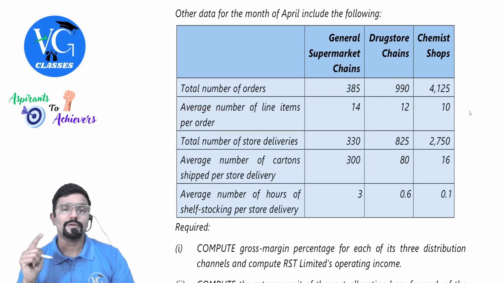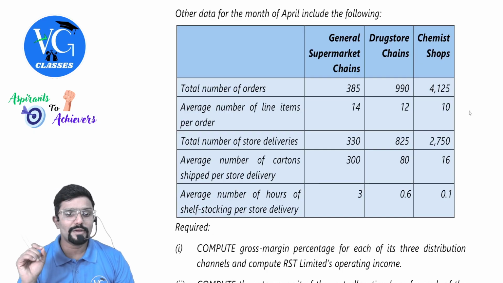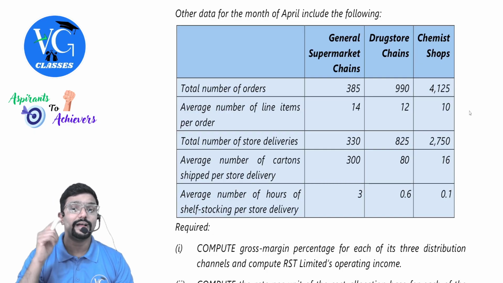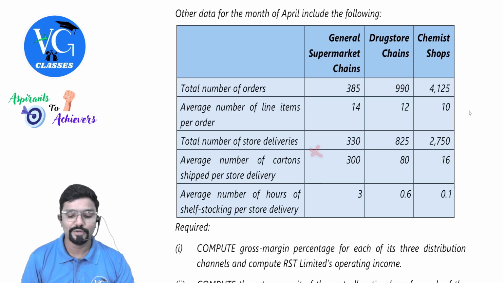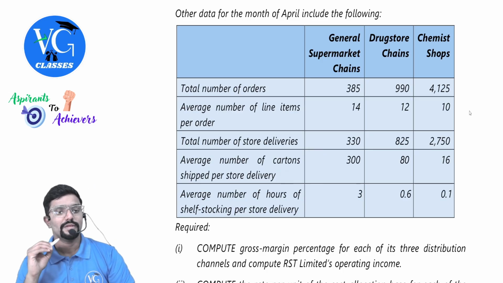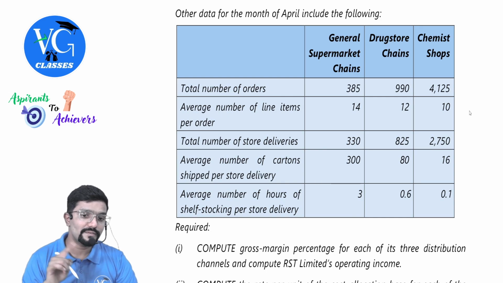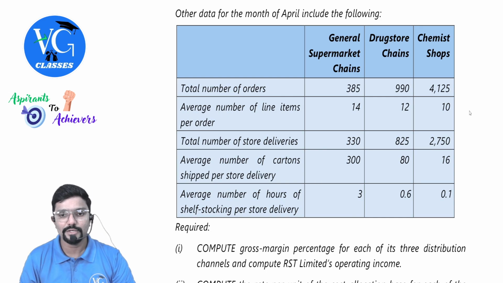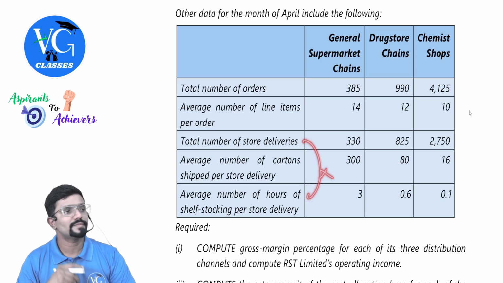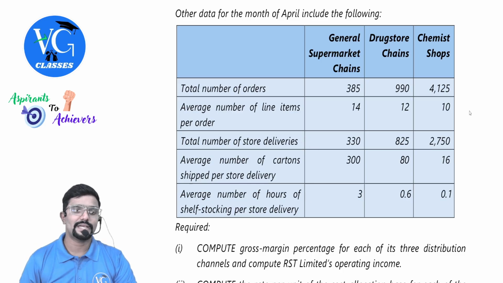Okay. Next, total number of store deliveries is directly given. Average number of cartons shipped per store delivery. Again, this we have to multiply to get what? Total store delivery. Next, average number of hours of shelf stocking per store delivery. Again, you have to multiply with what? Store deliveries, guys.